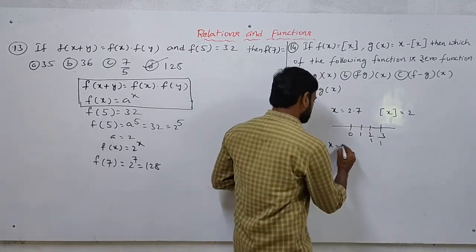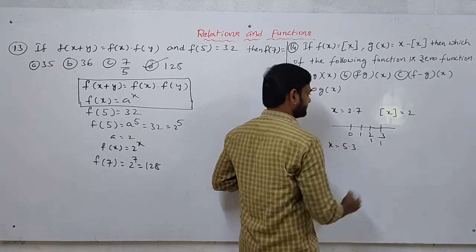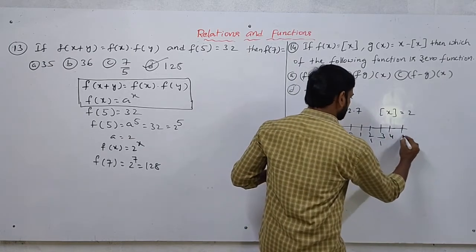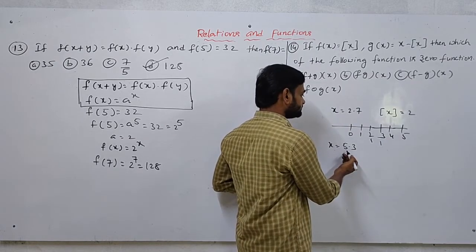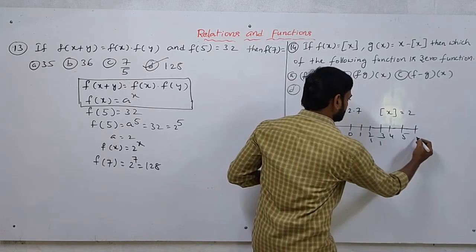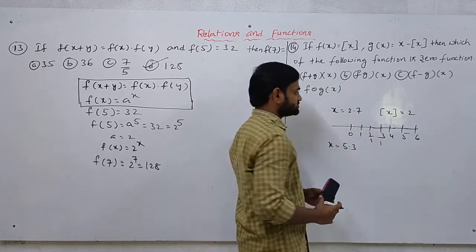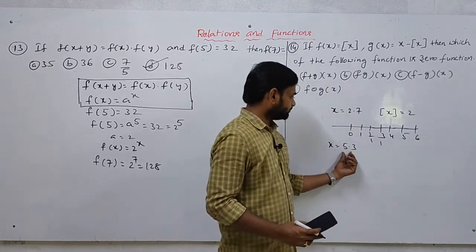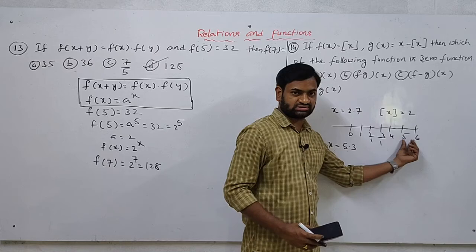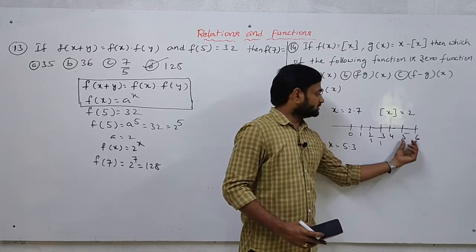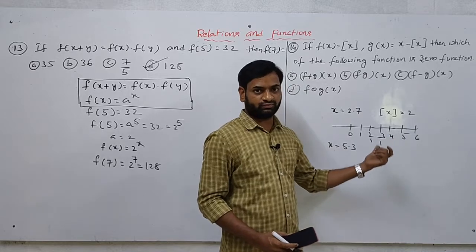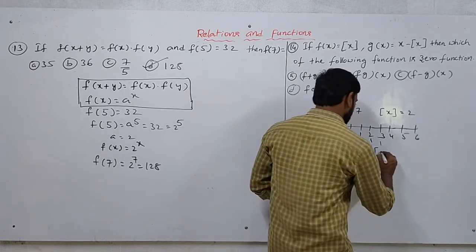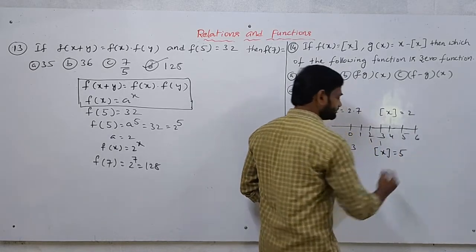Suppose the x value is 5.3. So 4, 5, and 5.3 is between 5 and 6. Now in 5 and 6, what is the least value? 5. So the step x value is 5.